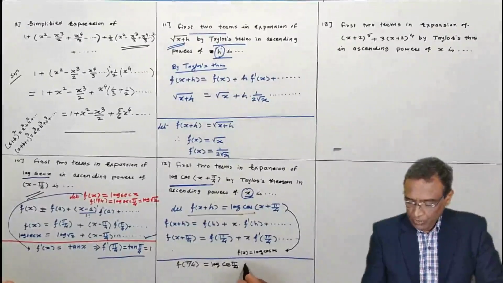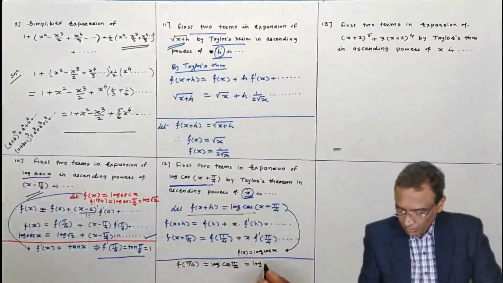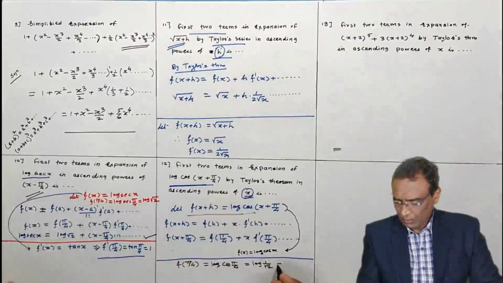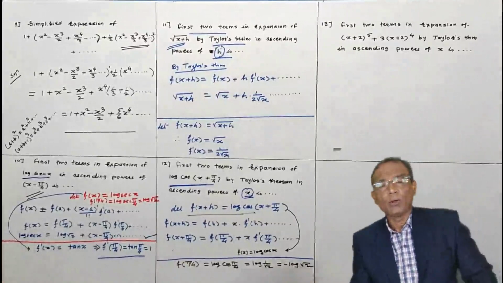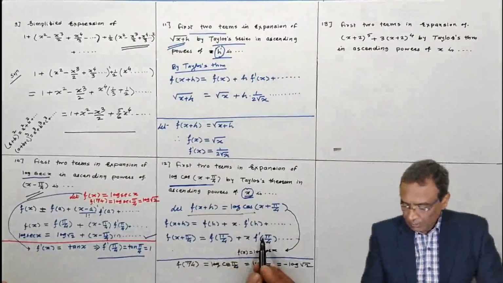And cos pi by 4 is what? 1 by root 2. Okay, 1 by root 2 can be written like this also, or you can keep as it is. And log of root 2 can be written as 1 by 2 log 2 also. So f of pi by 4 is required, f dash pi by 4.